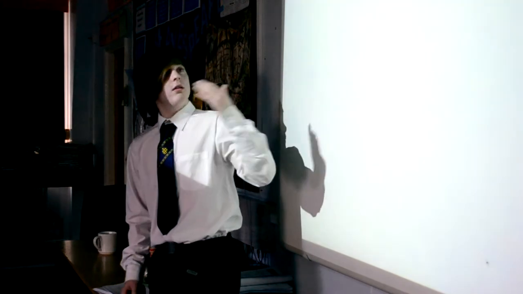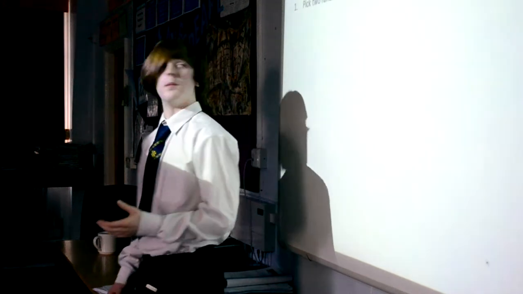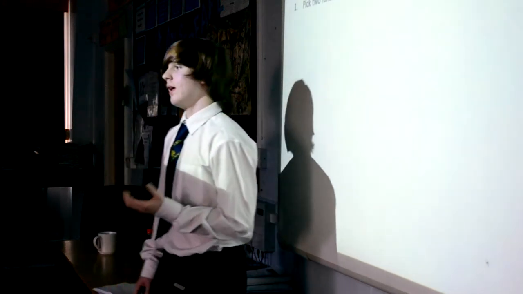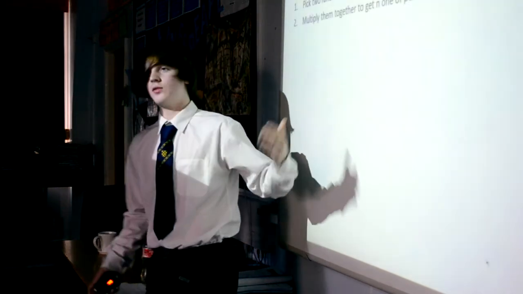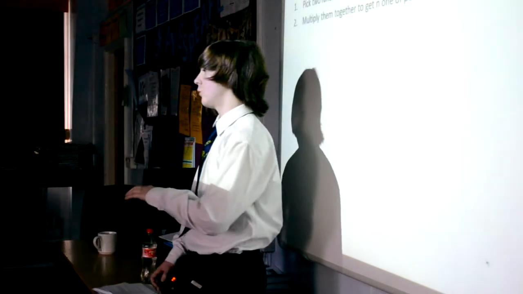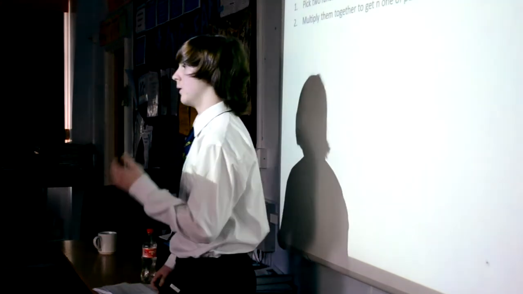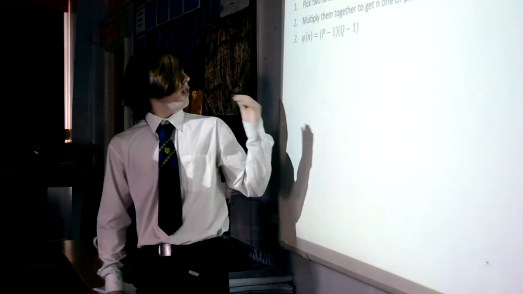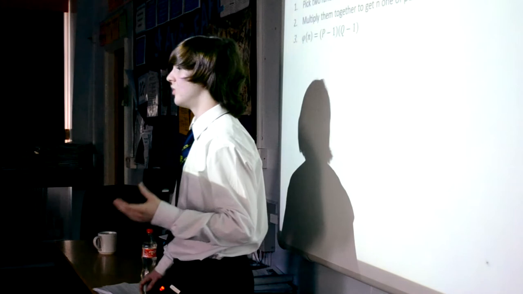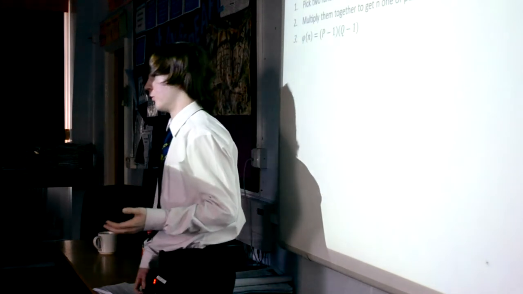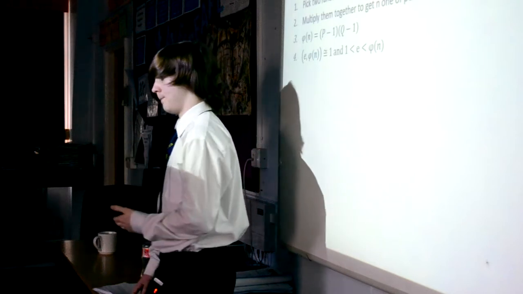So, to do an RSA cipher, what you need to do is pick two prime numbers, P and Q. Then you multiply them together to get the public key N, which is that massive semi-prime number. Next we need to find phi of N, which is worked out by P minus 1 multiplied by Q minus 1. Then we need to find E, so that E and phi of N are coprime. That essentially means that they have a greatest common divisor of 1. E also needs to be between 1 and phi of N.